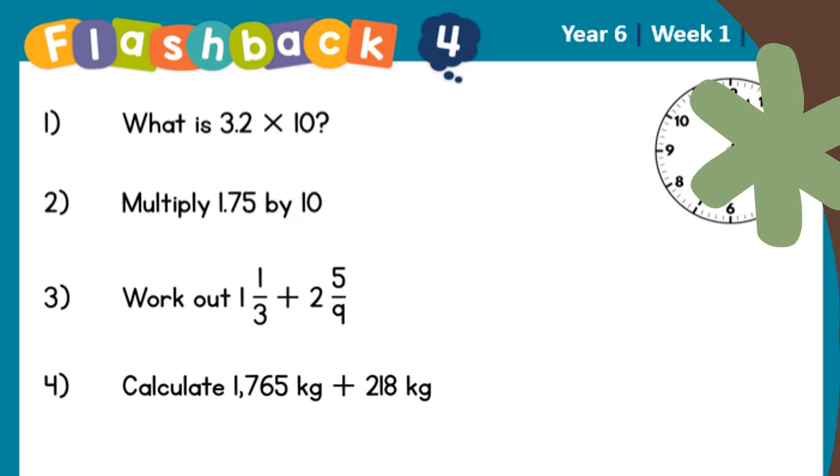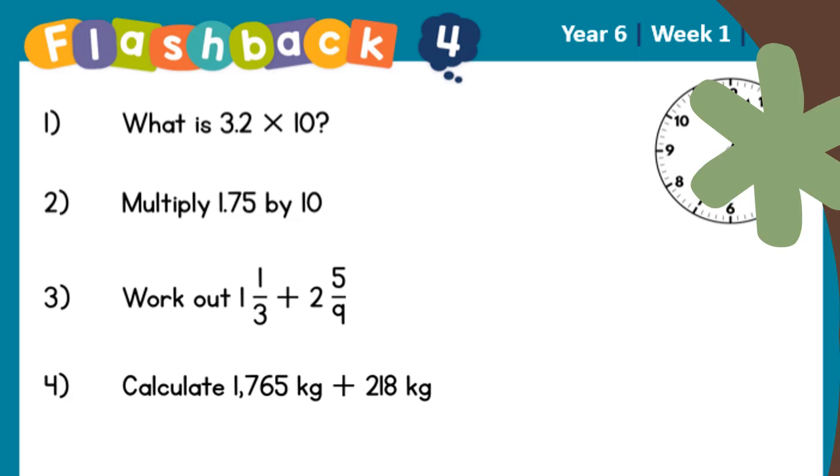It's the same again for number 2, you're multiplying 1.75 by 10. However, you have tenths and hundredths because you have the decimal place there. But still the same method. You have your place value chart and you move your numbers once to the left because of the one placeholder in the number 10.